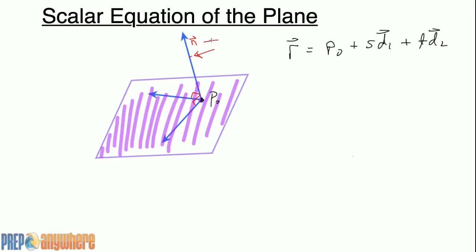So can we find this n with this given information? Sure we can. It's the cross product of d1 and d2. Okay, so we're going to use this idea to come up with an equation of plane.